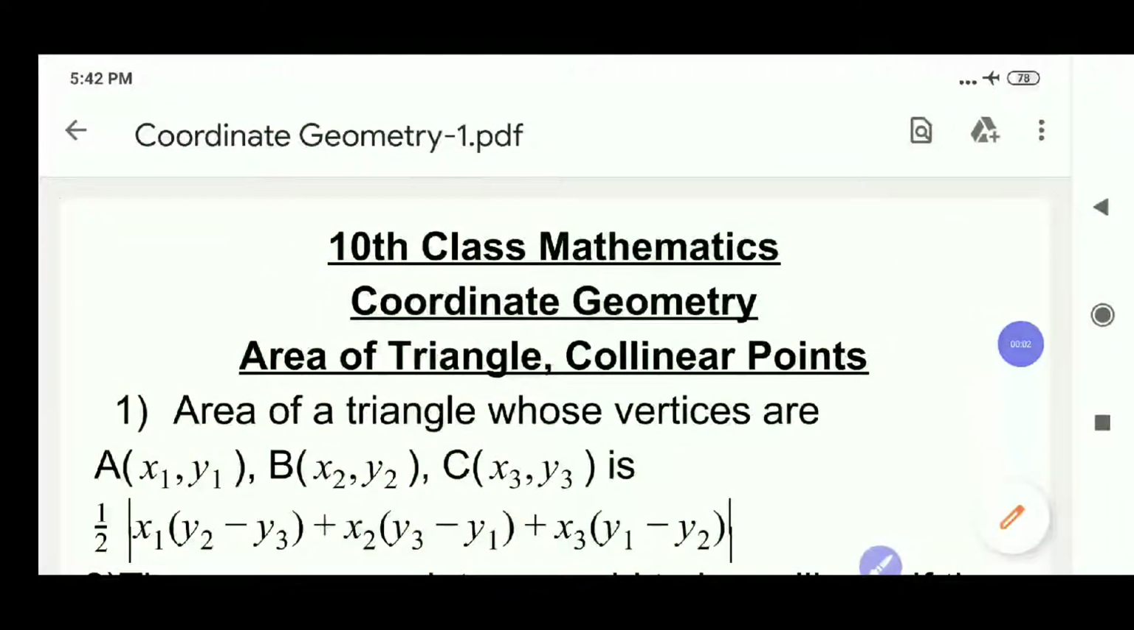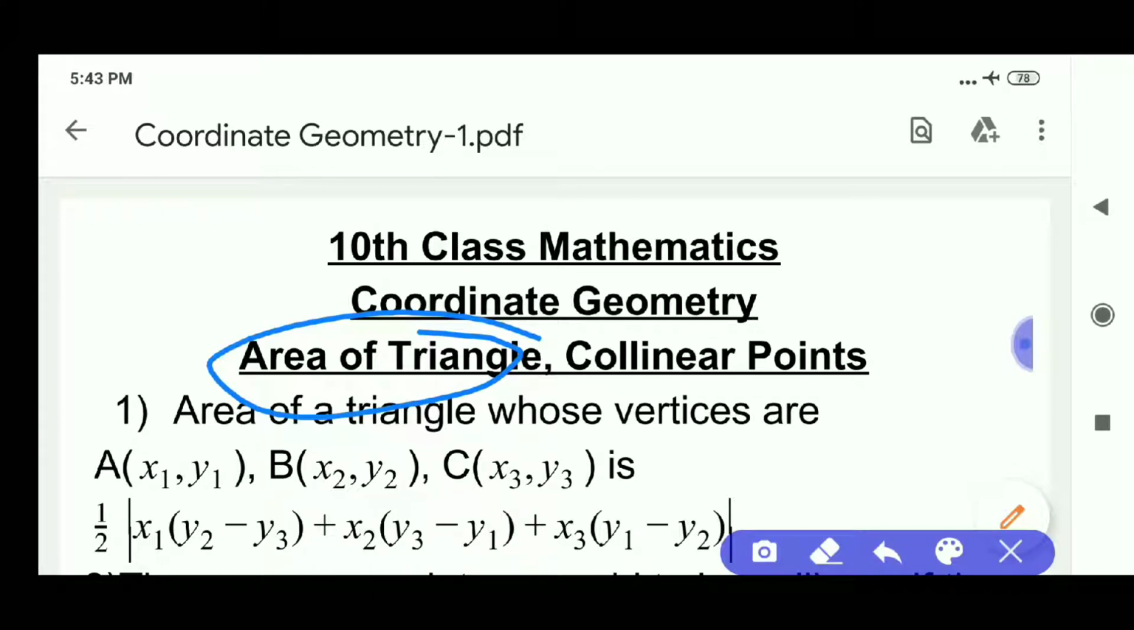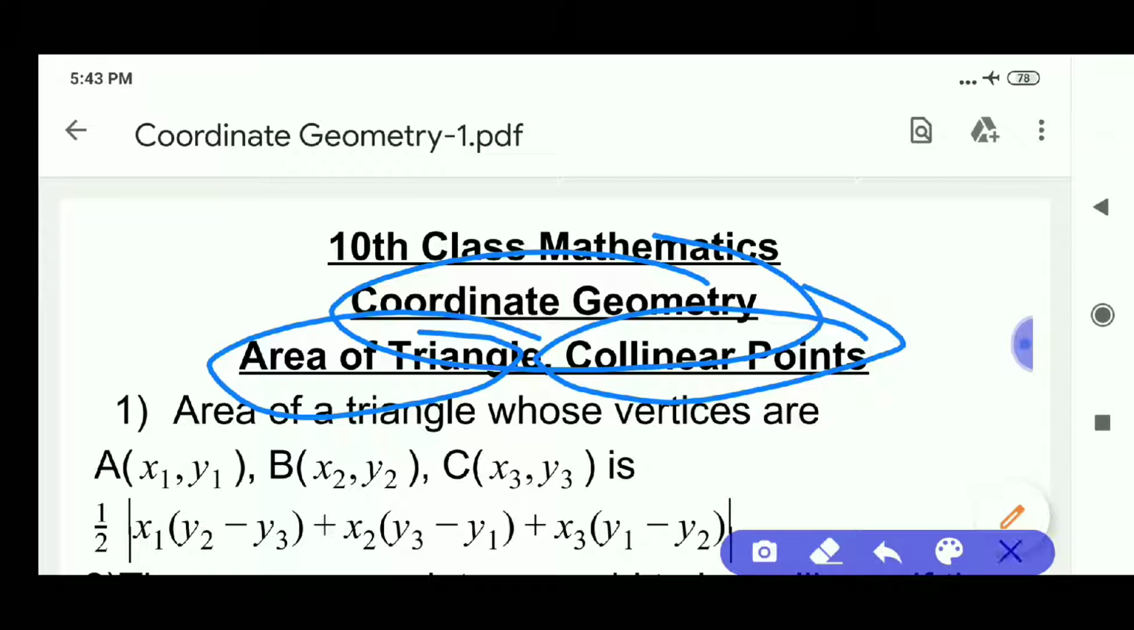Dear 10th class students, today's topic is areas of triangles and collinear points in our chapter coordinate geometry. A 4 marks question is compulsory in this topic, so watch the video till the end. Only one formula is enough to get 4 marks. Without delay, let us learn the topic.